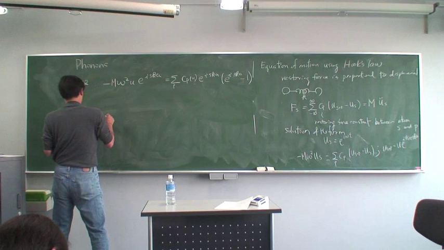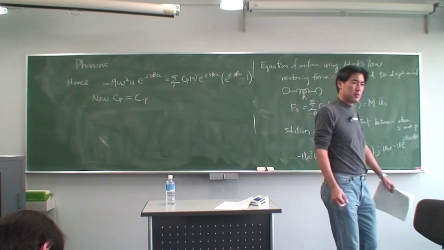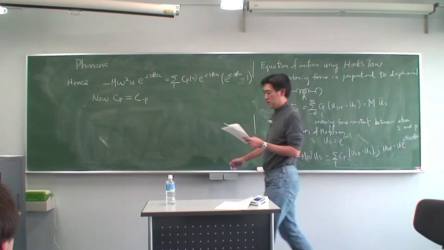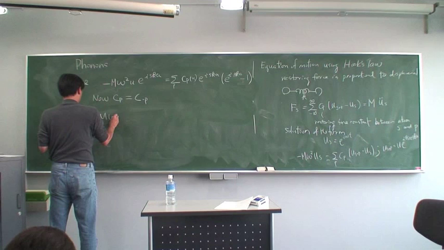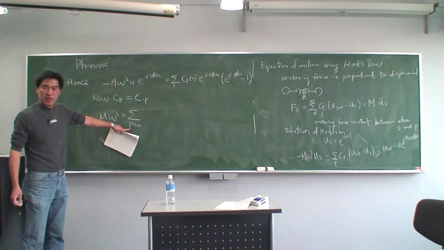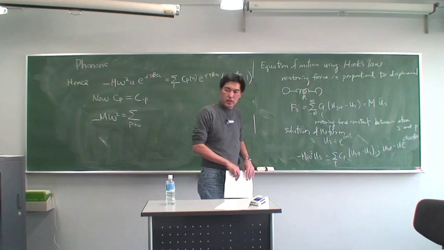Now, C_p is C_{-p}. What is C_p? After all, C_p is just a spring constant, so a spring constant has to be symmetric, right? So then we get minus m ω² equals a sum over p larger than zero. I just wanted to choose p larger than zero. Right now we have minus infinity to positive infinity, but I want to put everything into the positive side.